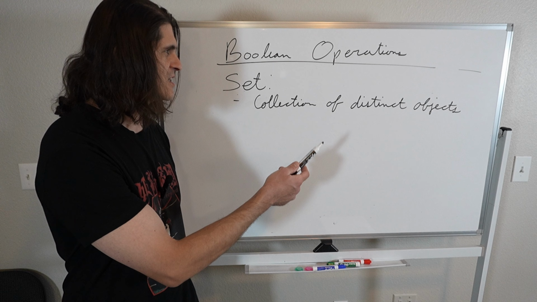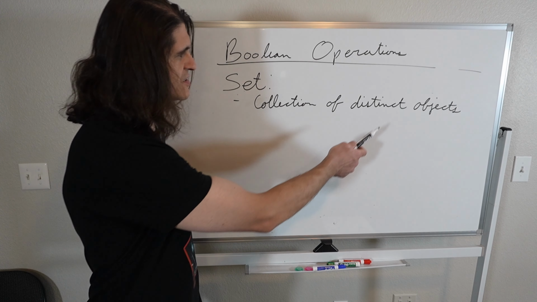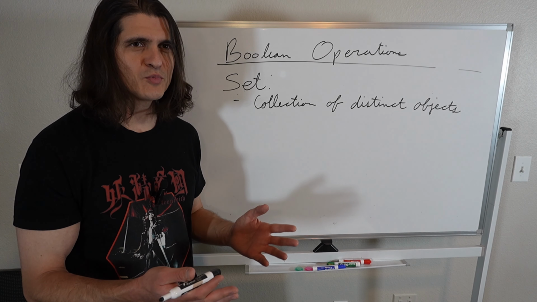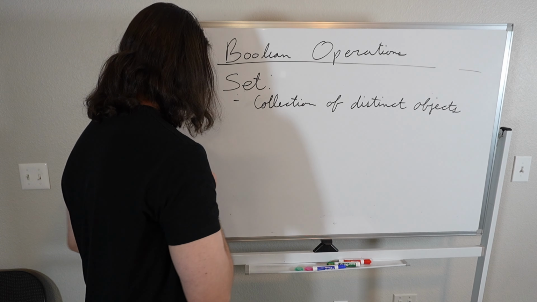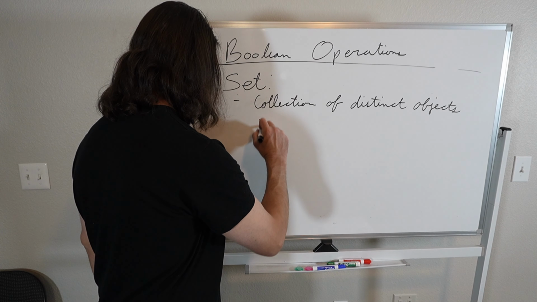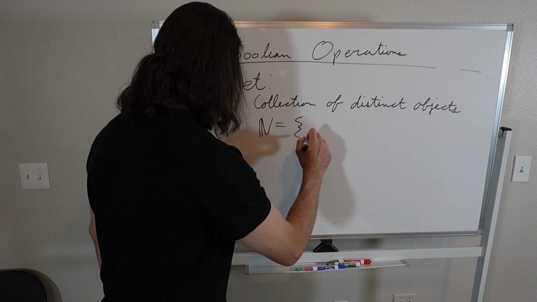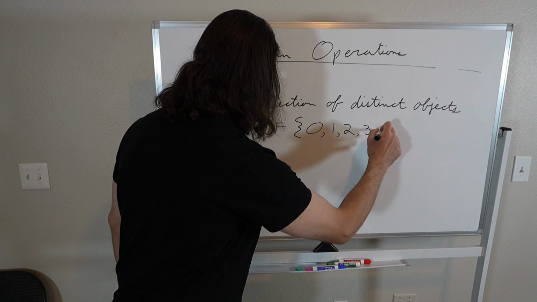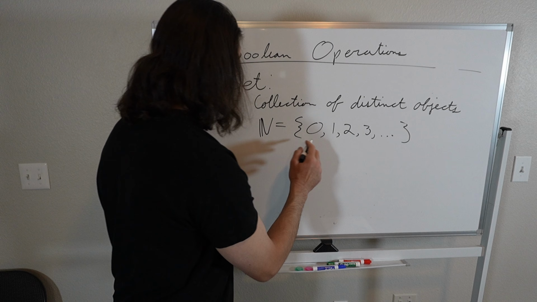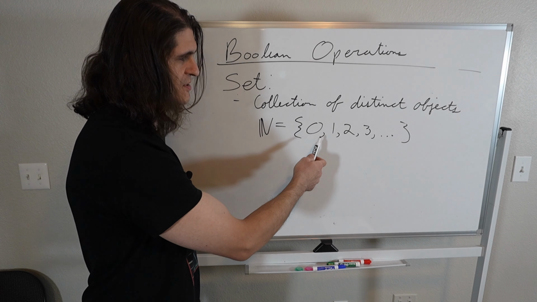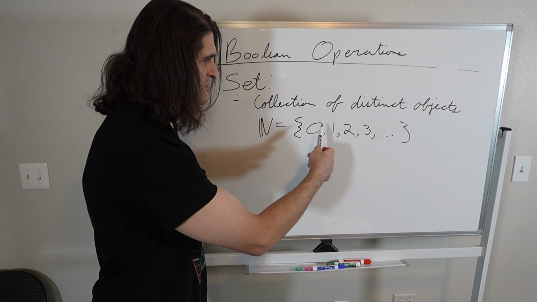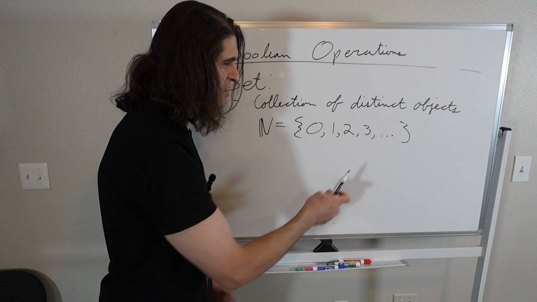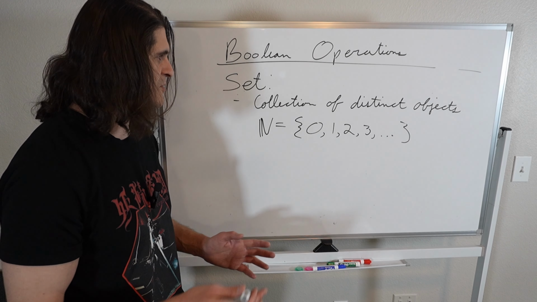So a set is a collection of distinct objects. Distinct is a very important word here. So let's take an example. The natural numbers, you should be familiar with it. We often write it as such, which is basically just the numbers 0, 1, 2, 3, and so on. So every member of this set is distinct. There's no duplication. 0, 1, 2, 3. We keep counting on. They're all different.